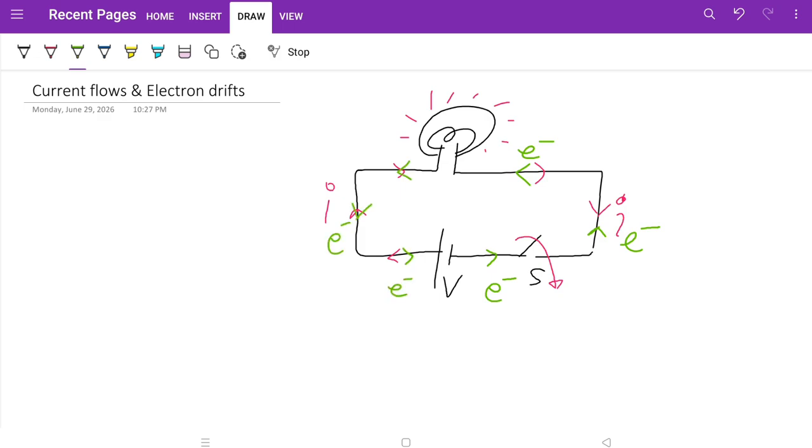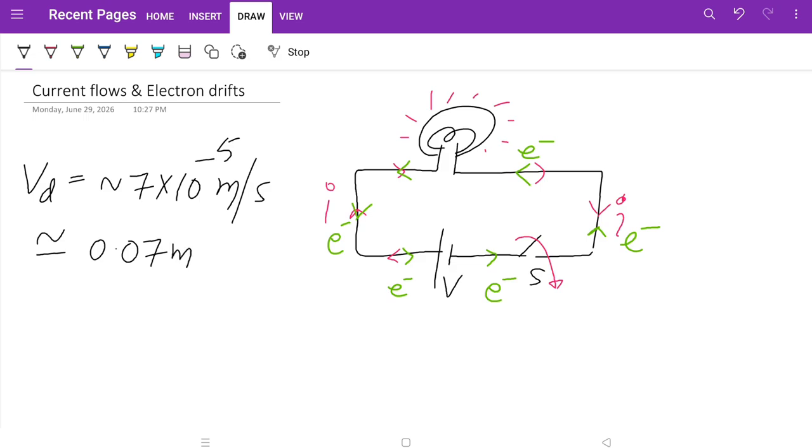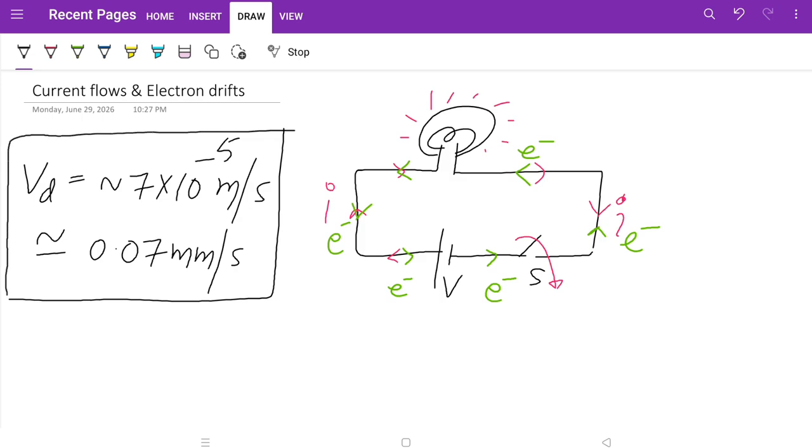at the positive terminal, right? Now we know that an electron inside a conductor moves with a drift velocity, right? Now for a good conductor like copper, the drift velocity is in the order of 10 raised to minus 5 meter per second, or you can say nearly 0.07 mm per second, right? Which is very slow, isn't it? Which is very slow for an electron to move inside a conductor.